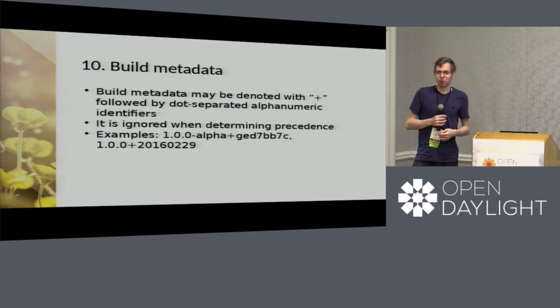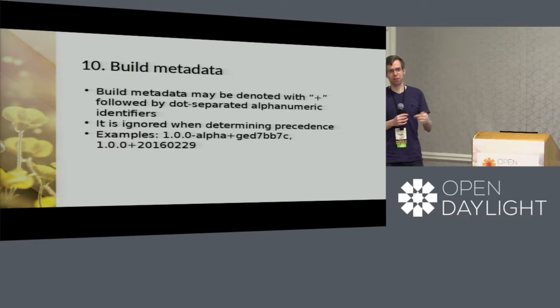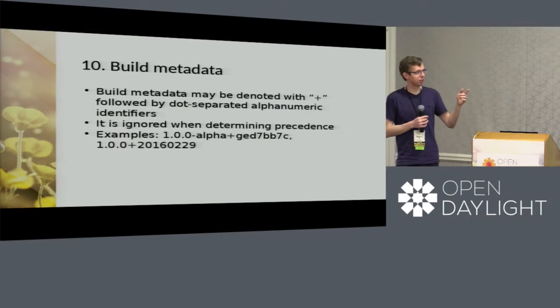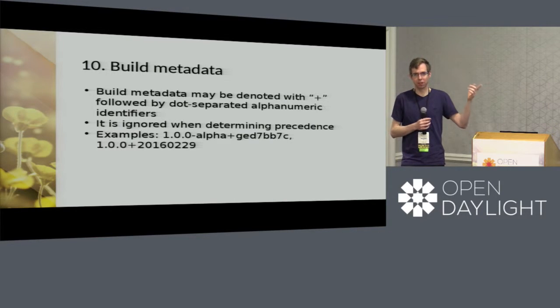You can also add build metadata. So instead of starting with a dash, you start with a plus. And that sorts after the version you specified. So 1.0.0 dash alpha plus GD7BB7C. So that's the Git version description that Git will give you if you ask it nicely. That sorts after 1.0.0 dash alpha.